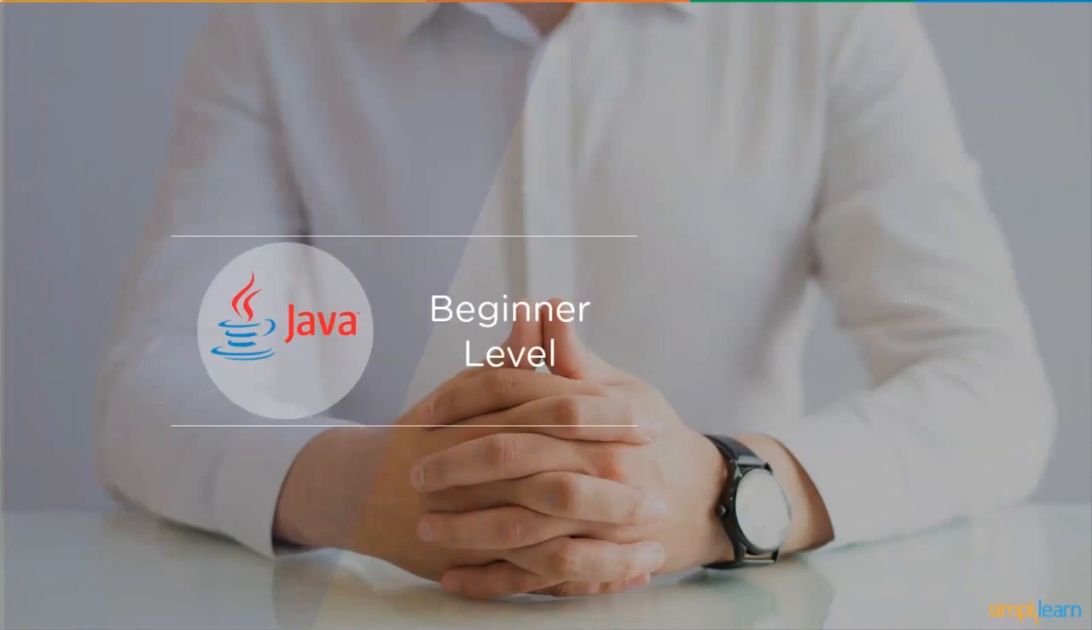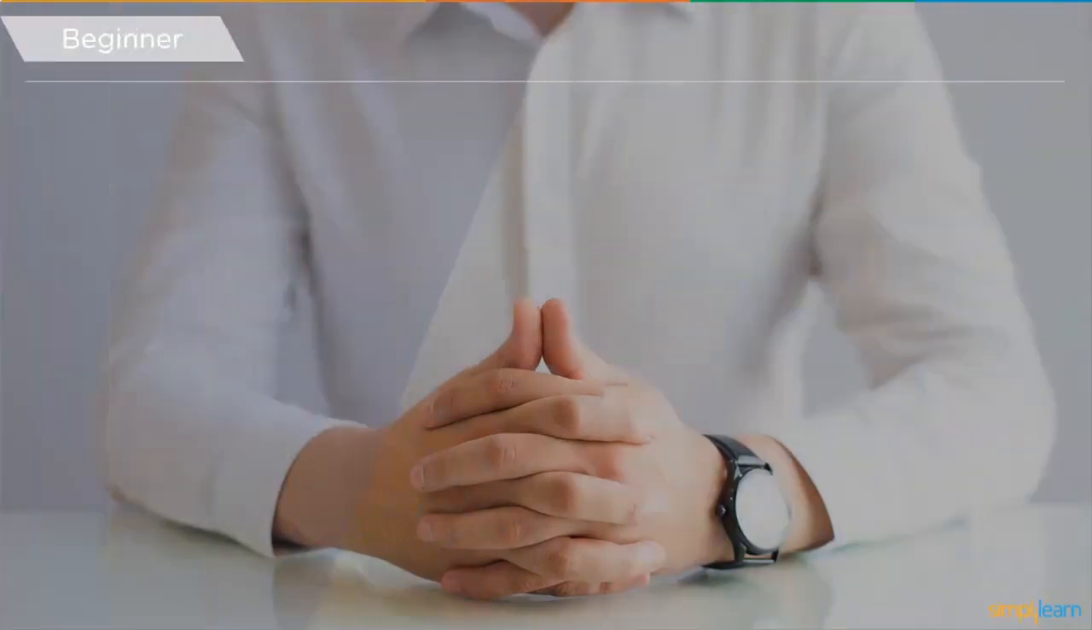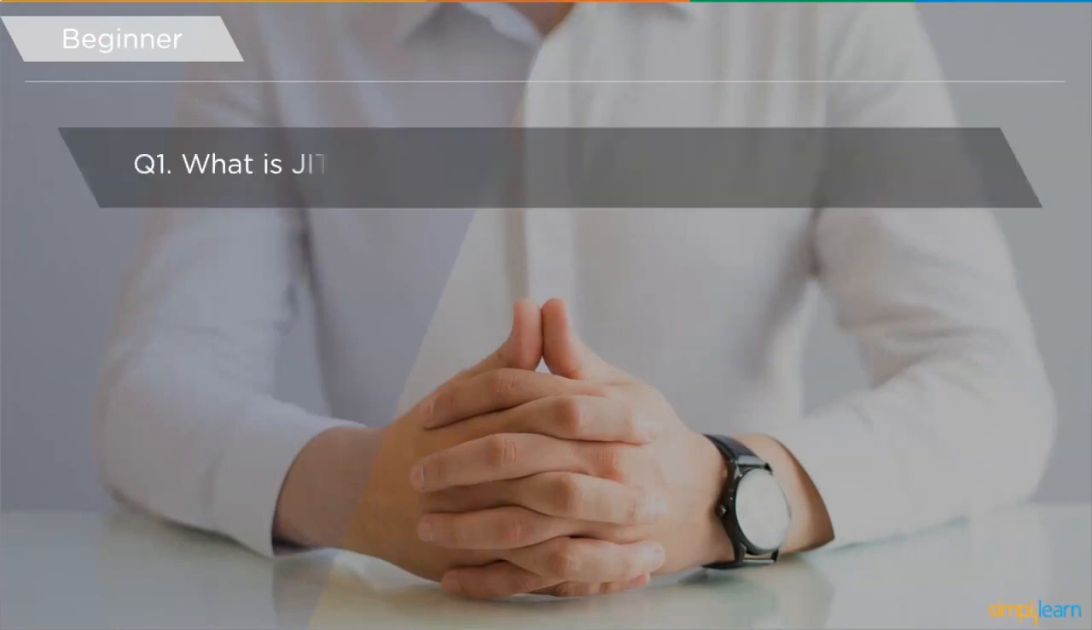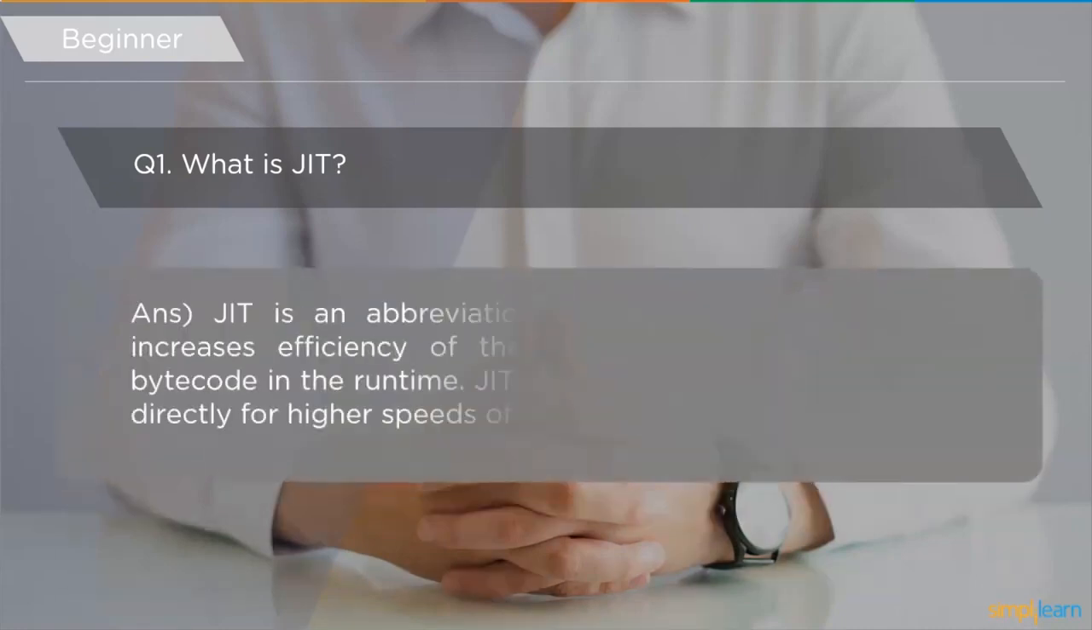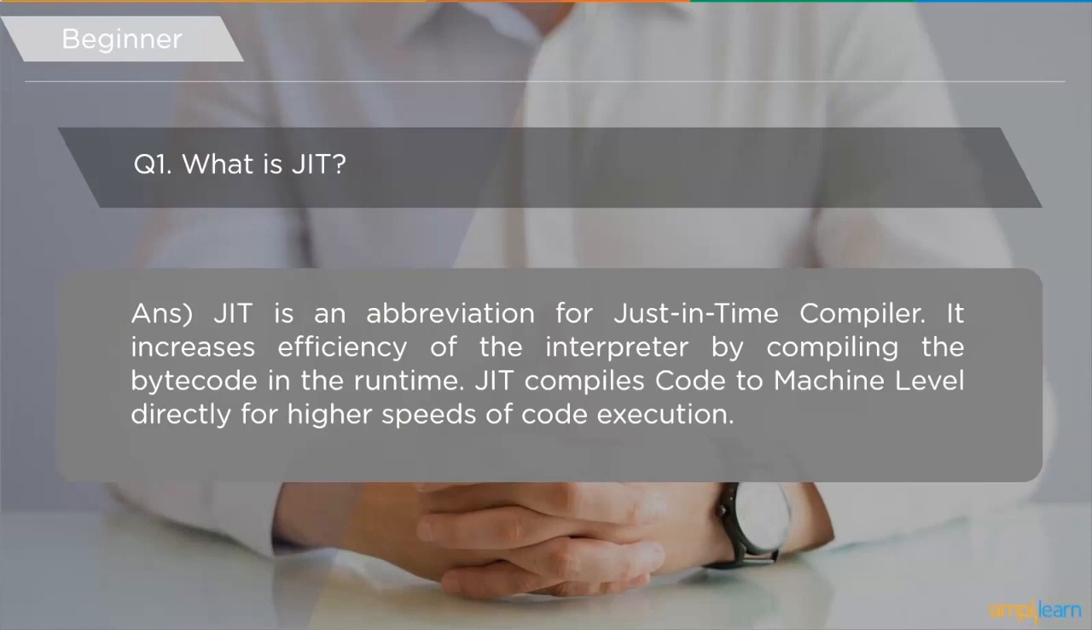At first, we will start with the beginner level interview questions. So in the beginner level interview questions, the first question we have is, what is JIT? So the answer for this question is, JIT is an abbreviation for Java Just-In-Time Compiler. It increases efficiency of the interpreter by compiling the bytecode at runtime. JIT or Just-in-Time Compiler compiles code to machine level directly for higher speeds of code execution.